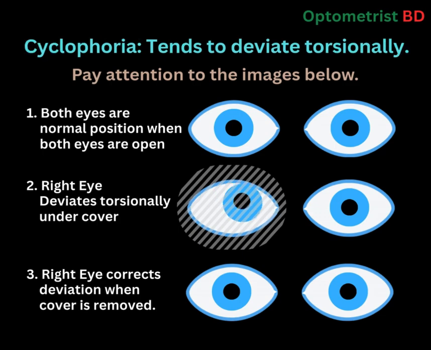Cyclophoria tends to deviate torsionally. Pay attention to the images below. 1. Both eyes are in normal position when both eyes are open. 2. Right eye deviates torsionally under cover. 3. Right eye corrects deviation when cover is removed.